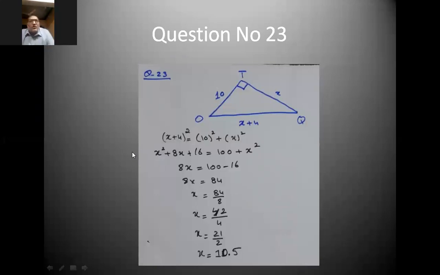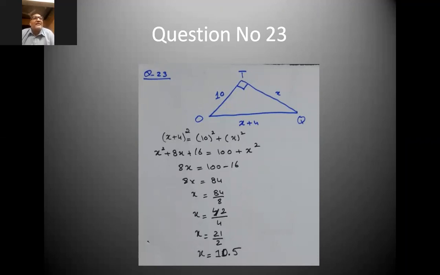You can see that OTQ is the right angle triangle. The OT side is 10, the TQ side is X, and the OQ side will be X plus 4. Apply Pythagoras. Hypotenuse square equals perpendicular square plus base square. So X plus 4 whole square equals 10 square plus X square. Opening X plus 4 whole square, it will be X square plus 8X plus 16 equals 10 square, which is 100, plus X square. So X square and X square from both sides will cancel. You are left with 8X equals 100 minus 16. 8X equals 84. X equals 84 divided by 8.